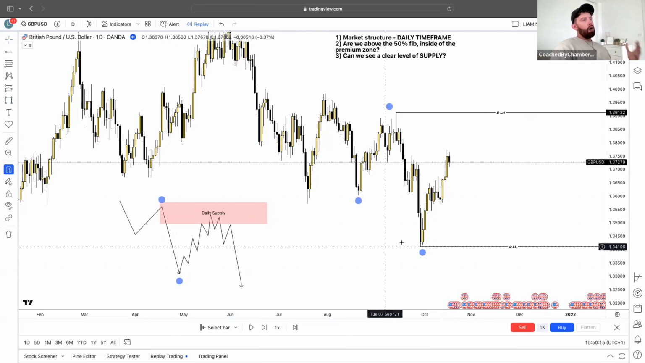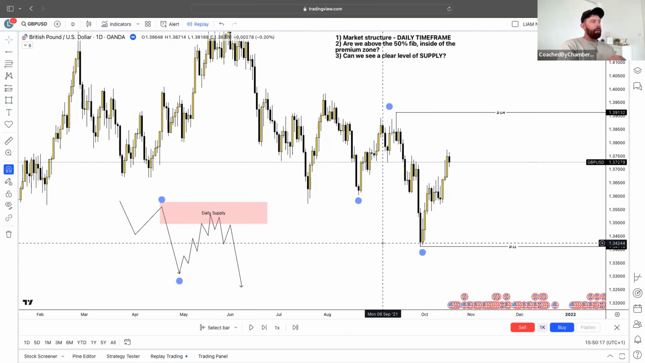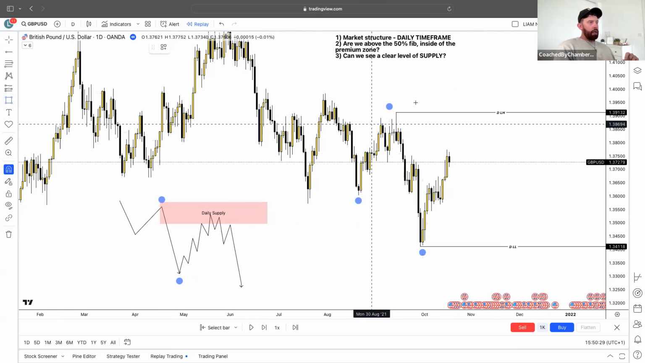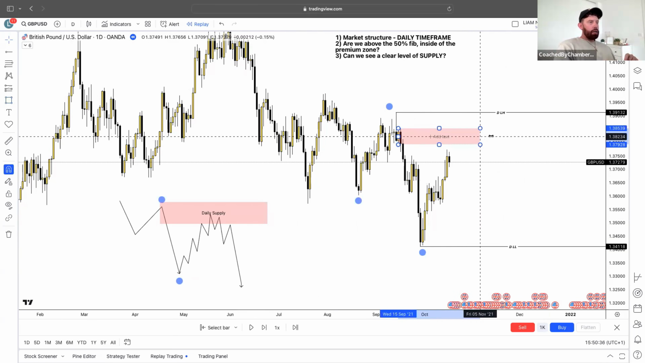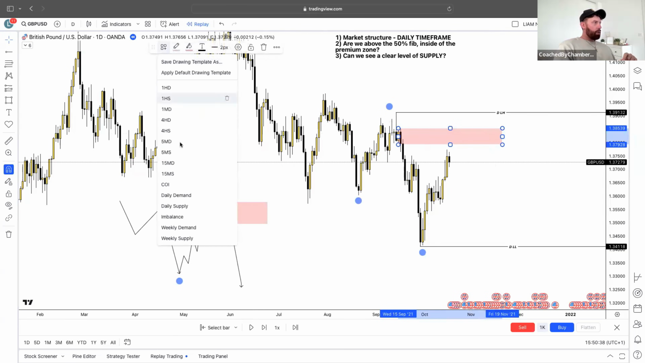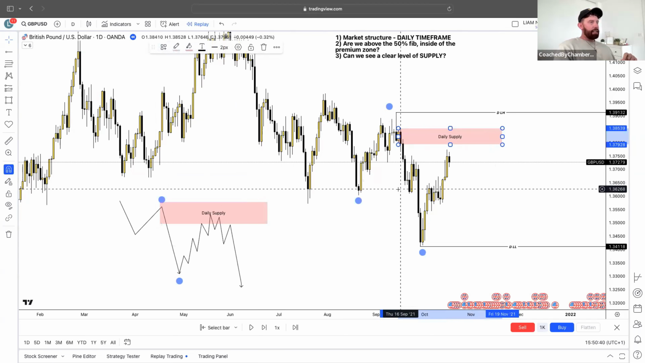Now, I always say in order to identify a supply area, you can simply know that you need to look for the last buy candle that caused the momentum down. So keep that in mind. If I look at this market right now, the last buy candle is this buy candle here. This last buy candle is what caused the momentum downwards. So that is my daily supply zone.